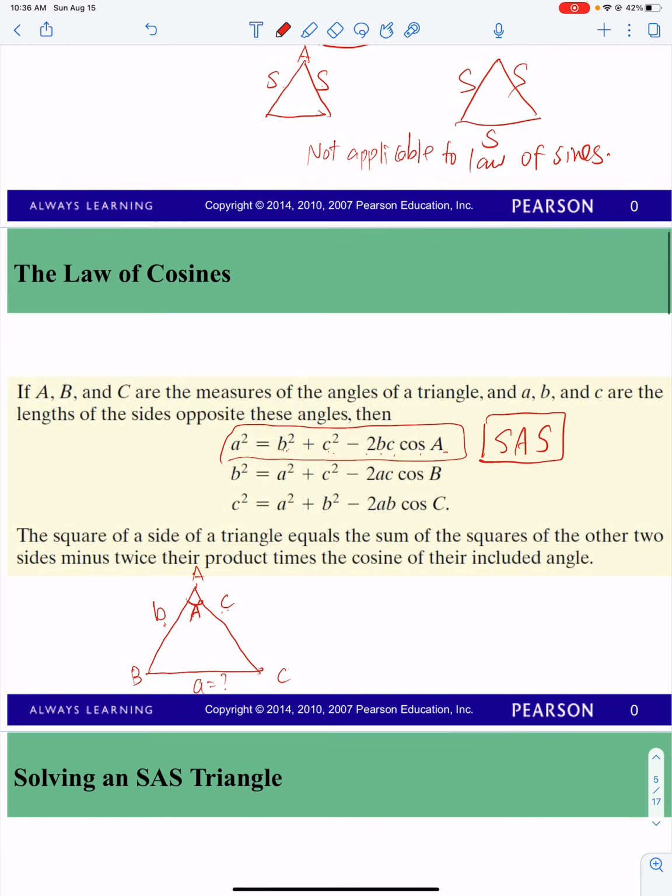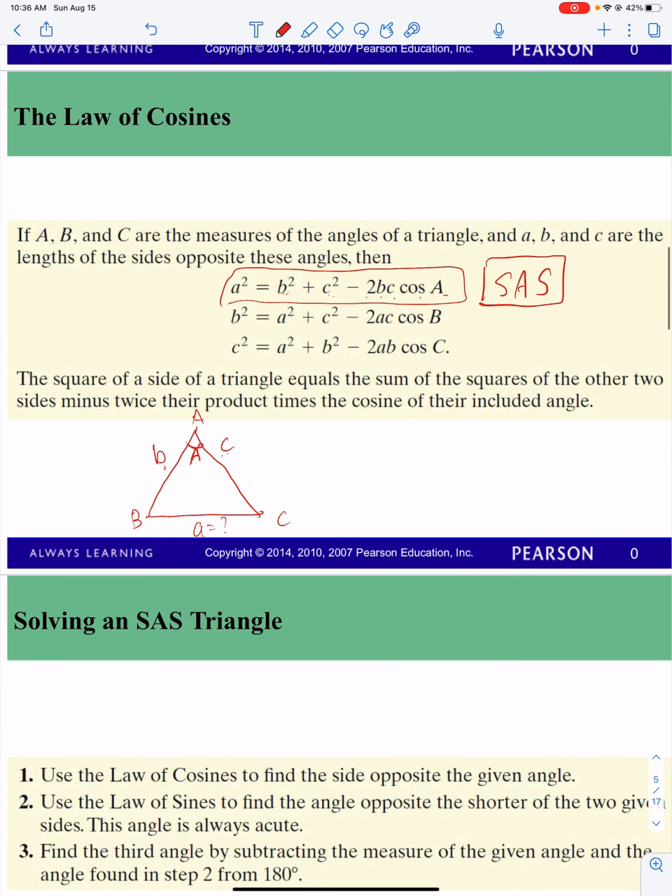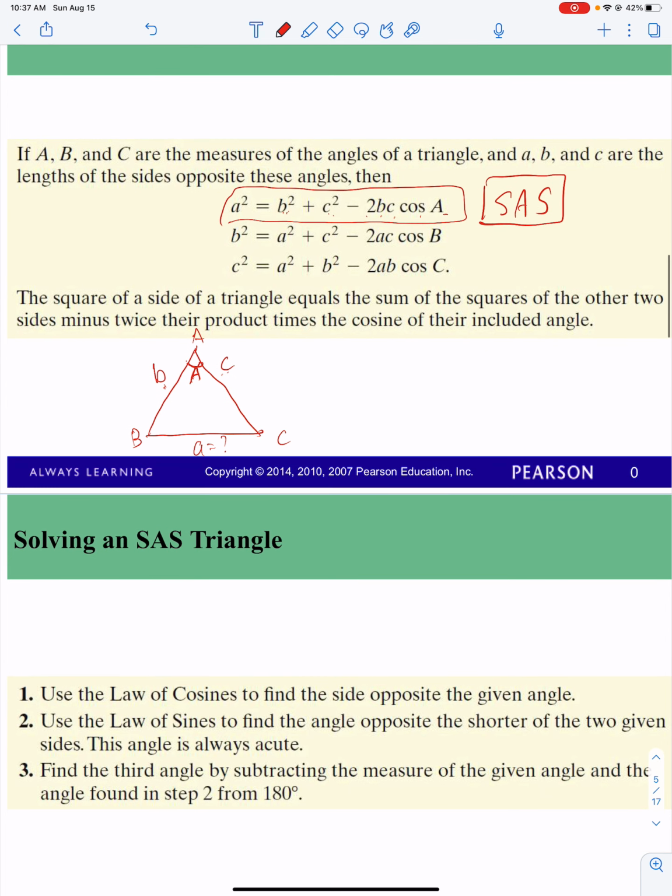Are you guys clear? So these are the formulas. How could you remember the formula? I didn't find a very easy way, so you just remember a squared equals b squared plus c squared minus 2bc cosine a. There is no shortcut to memorize the formula. You have to remember this, unfortunately.